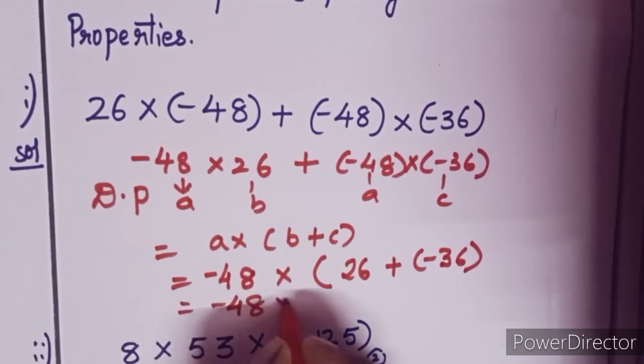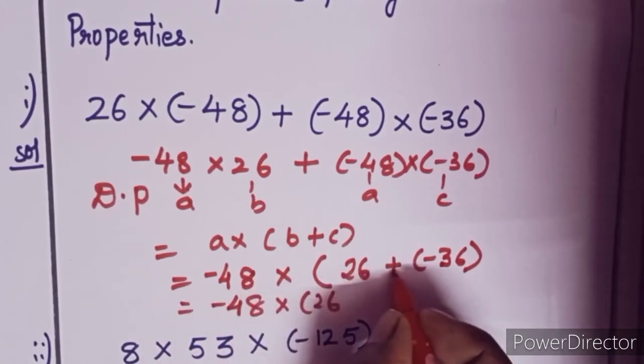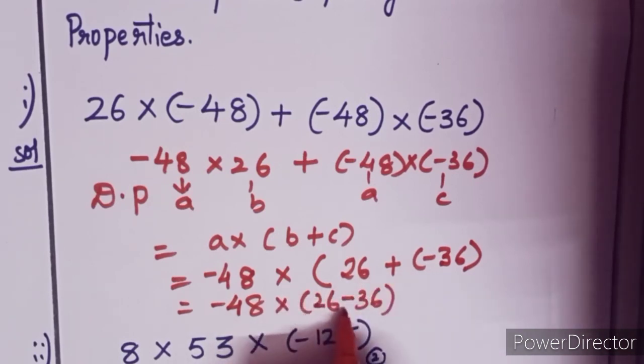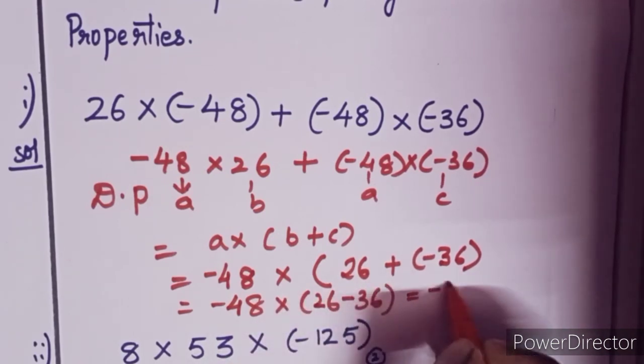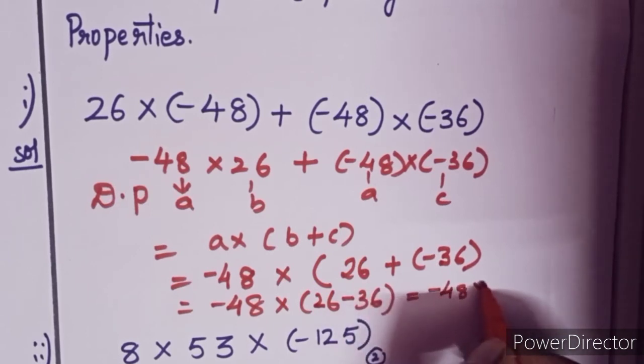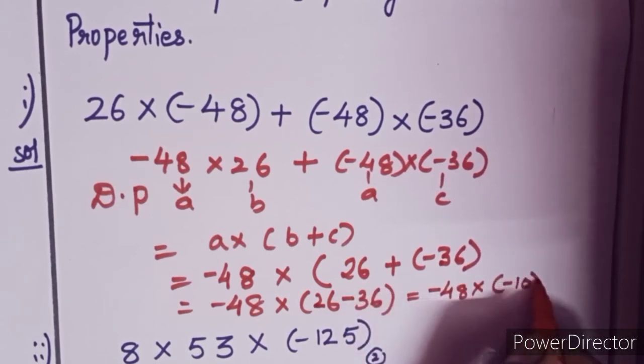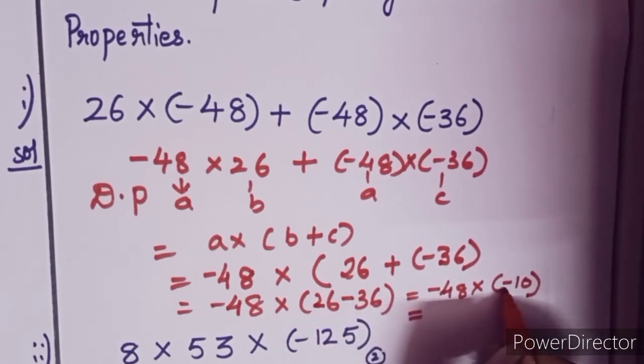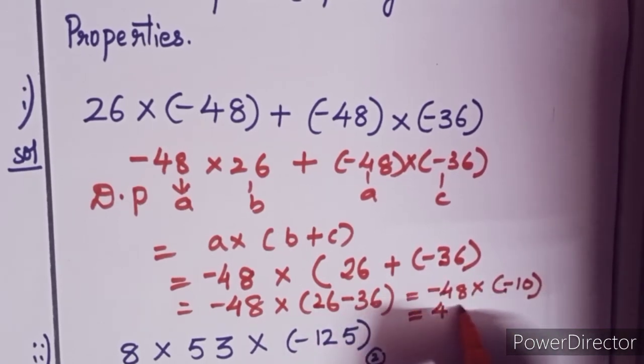Now children, minus 48 into 26 plus of minus 36. Children, 26 minus 36, we get minus 48 into minus 10. Here the bigger number has minus 10. Minus into minus is plus, children. So we get 48 into 10. We get 480.